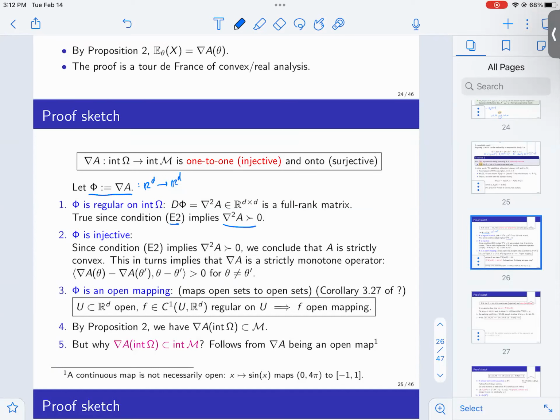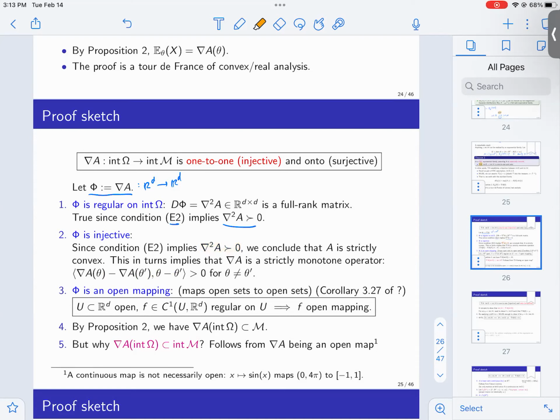So this condition is satisfied. It's a monotone operator, and this condition implies that if T is not equal to theta naught, then the gradient at two points cannot be equal because of this condition. This is not hard to show because it is a general property of convex functions. If the Hessian is positive semi-definite, A is strictly convex and the gradient is strictly monotone, which means this.